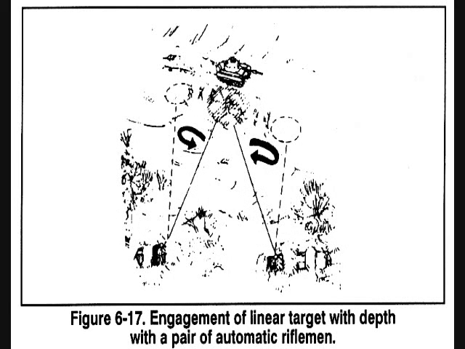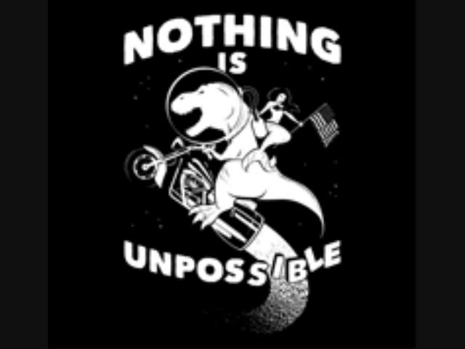B4. Linear target with depth. When using a pair of M249s to engage a linear target with depth, the initial point of aim and the extent of manipulation for both automatic riflemen is the same as those described for linear targets. Chapter 4. Target engagement during limited visibility.